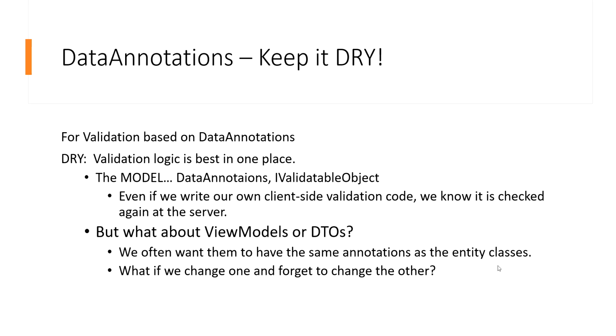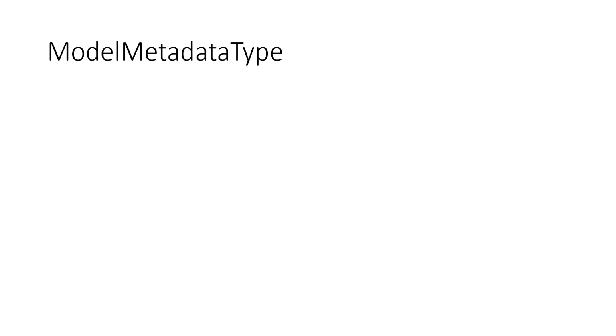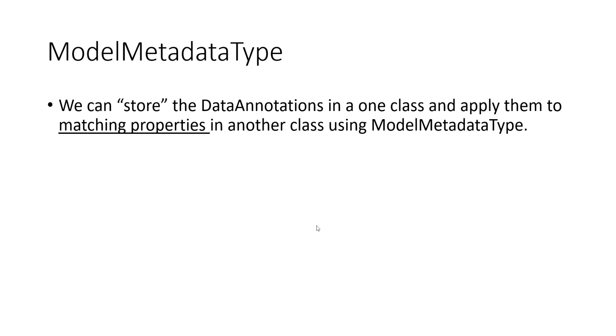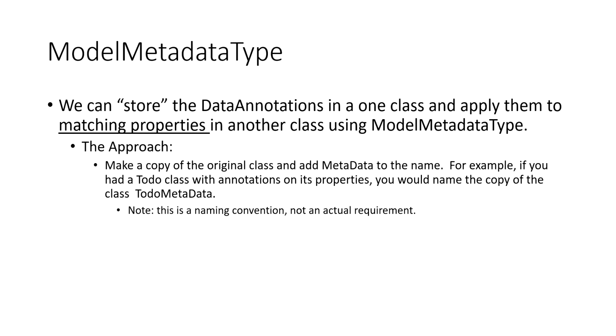What about our view models and data transfer objects? We often want them to have the same annotations as the entity classes. And what if we change them? We don't want to take a chance on forgetting to do the update. So we can store all the data annotations in one class and apply them to matching properties in other classes using what's called a model metadata type. It'll make more sense when we see it in action.